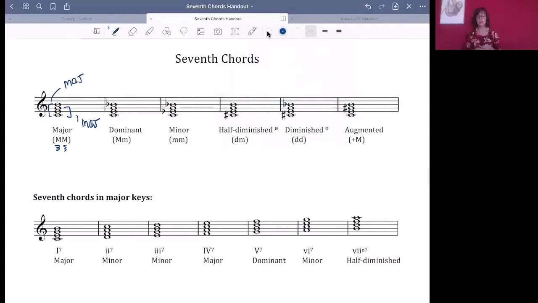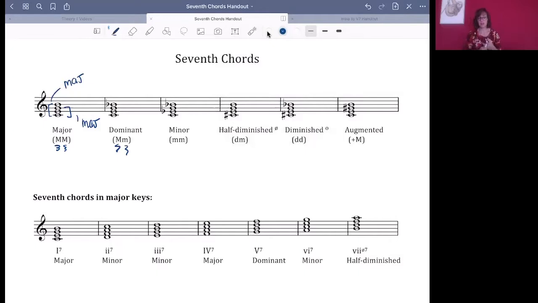Now sometimes we refer to a 7th chord by its quality, so you'll sometimes hear people refer to a major 7th chord or a major minor 7th chord, but some of those 7th chords have sort of special names. The most common one being the dominant 7th. A dominant 7th chord is actually a major triad with a minor 7th on the outside. We just refer to it as a dominant 7th chord.